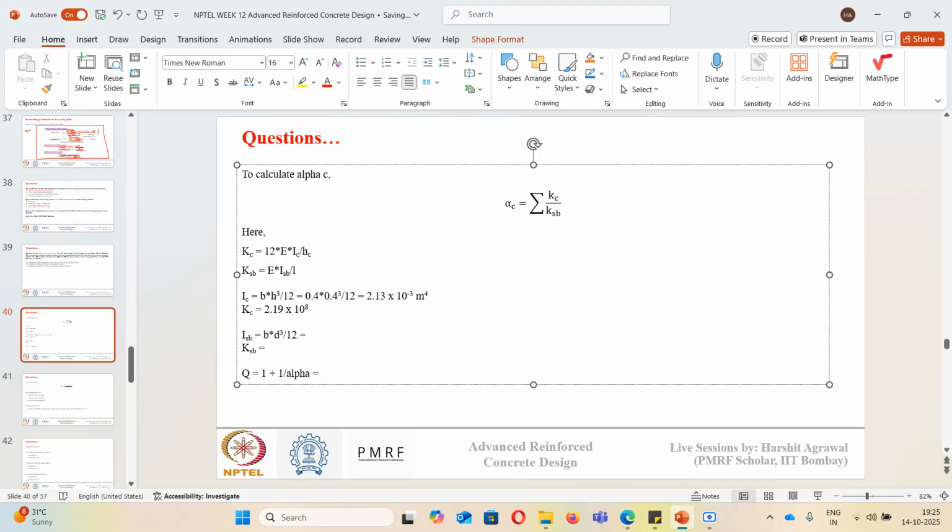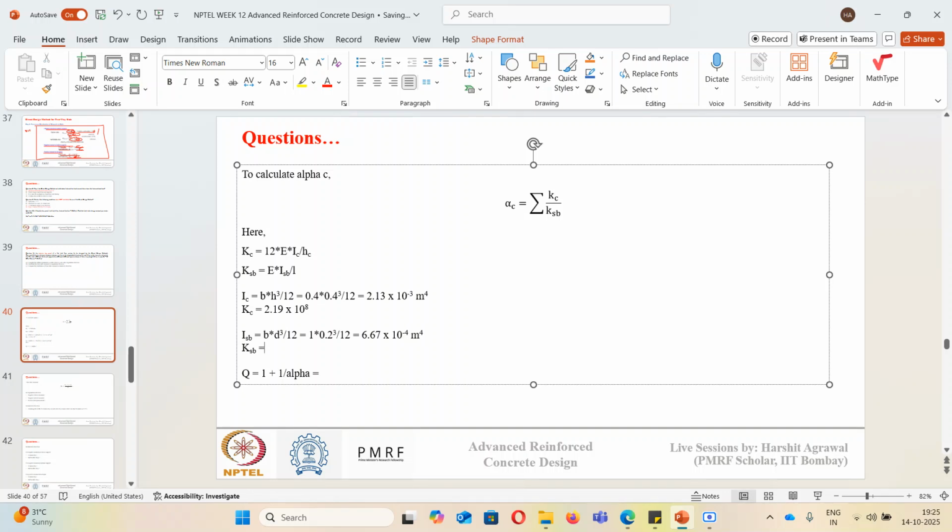So I will assume 1 meter width of slab. D is given as 200 mm, so 0.2 cube by 12, so I will come out to be 6.67 into 10 to the power minus 4 meter to the power 4. Okay, we know Isb.